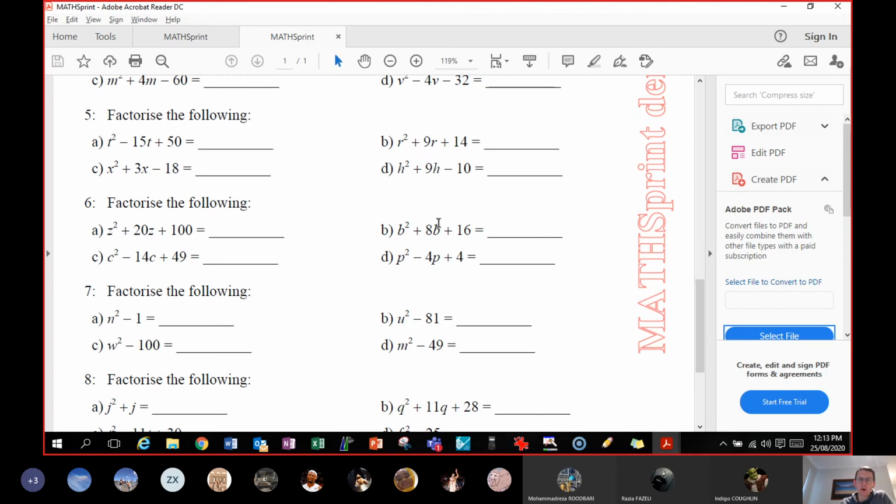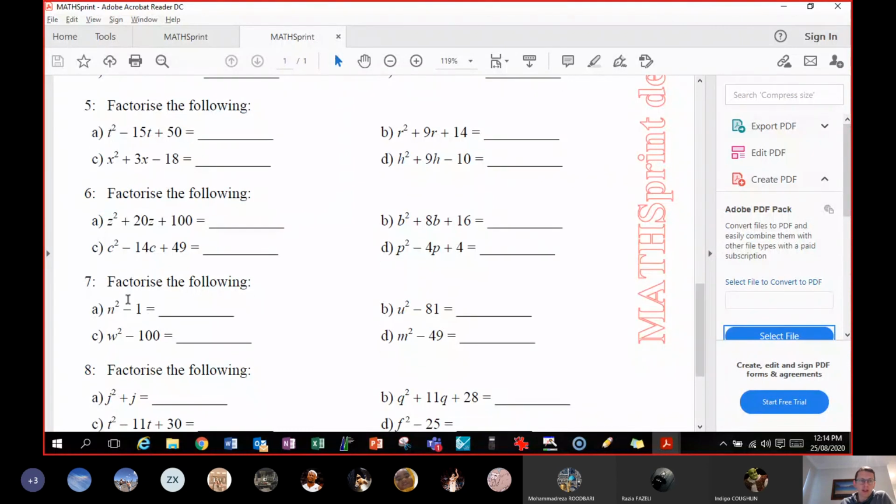Here, we're looking for multiplication to give me 16, add together to give me 8. So it'd be b plus 4, b plus 4. So it'd be b plus 4 squared. Here, multiplication of 49, negative 14 when you add together. So 7 and negative 7, negative 7. Here, we're looking again, multiplication of 4, difference of negative 4. So that would be negative 2 and negative 2.